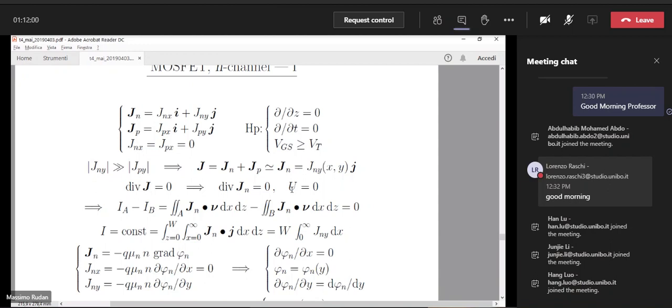You remember, in general, the continuity equation for the electrons in steady state, we have that divergence of Jn is equal to Q times the net recombination rate U. But if the divergence of Jn is 0, then U is 0. That means vector Jn is solenoidal. Vector Jn is solenoidal. What does it mean?